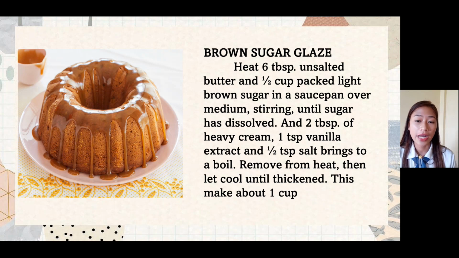For this brown sugar glaze, you may also use salted butter because unsalted butter is very expensive. You may use ordinary butter. While stirring the brown sugar in a saucepan, make sure that the heat is not super high. Add 2 tablespoons of heavy cream, or you may also use all-purpose cream. So that's the proportion of brown sugar glaze.